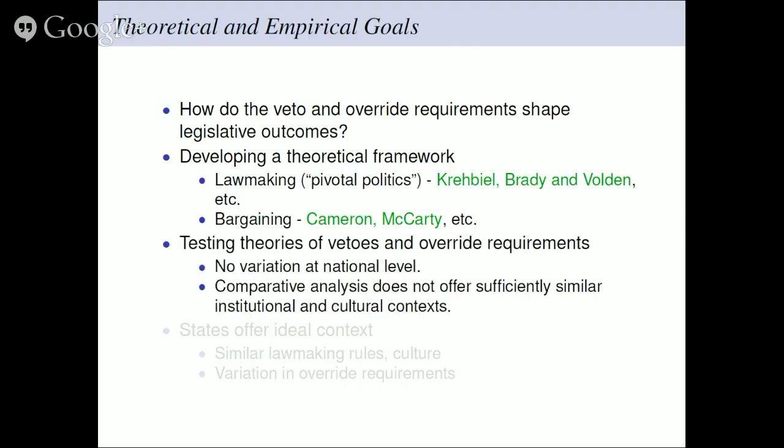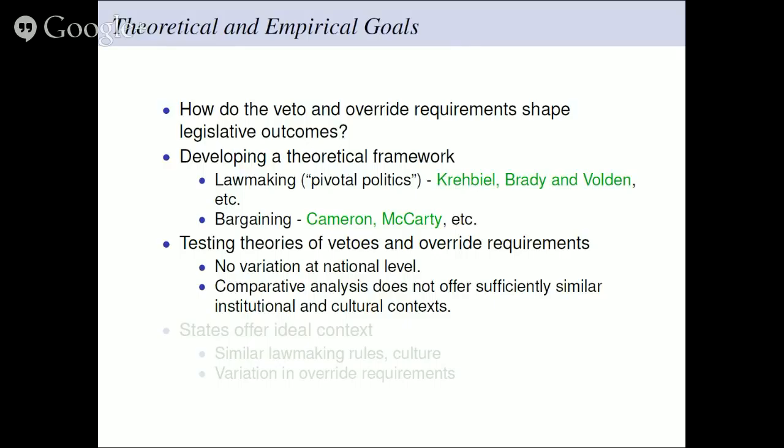What I'd like to do then is test these theories of vetoes and override requirements. Unfortunately, these cannot be tested at the US federal level, and the reason is simply there's no variation. The Constitution specifies a 2/3 override requirement for both the House and the Senate, and that has been true through our entire history. This is a question, as I mentioned, that's also important to comparative scholars. Again, this is very difficult to test at the comparative level. In many countries, there are other different institutional rules which make it difficult to draw out inferences on the veto override requirement.